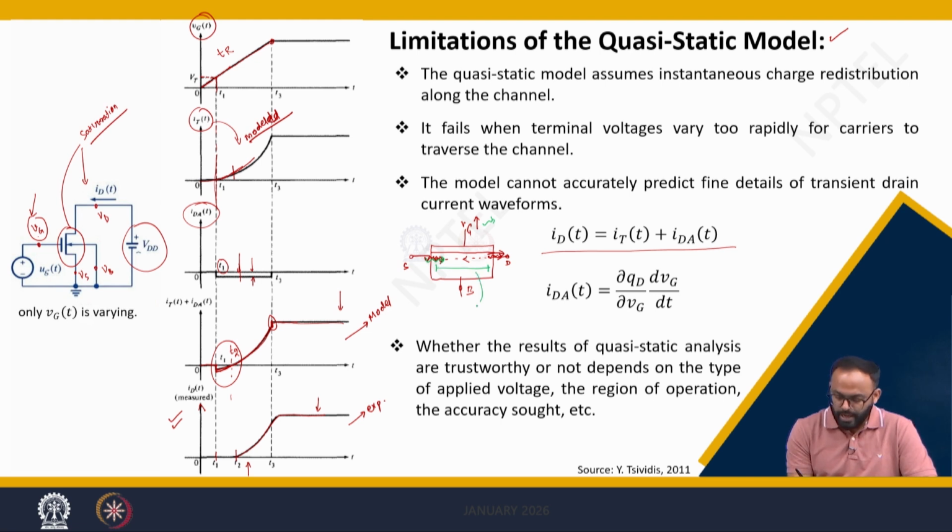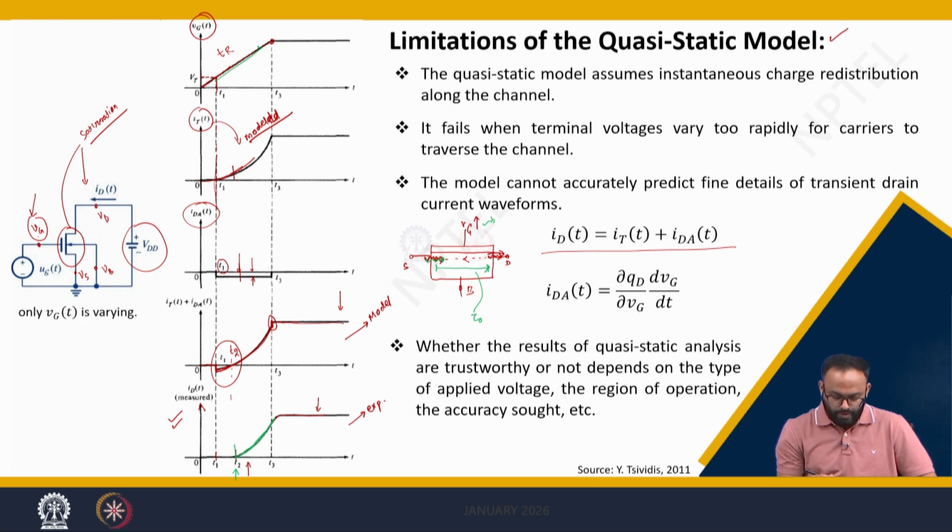That's what we define as transit time. So the carrier will take some time to reach the drain. Until and unless this carrier reaches the drain, the current will not start. That is what is visible here. Until the point T2, the carrier is not reaching the drain. The moment the carrier reaches the drain, the current will start, and it goes up as the gate voltage is increasing.